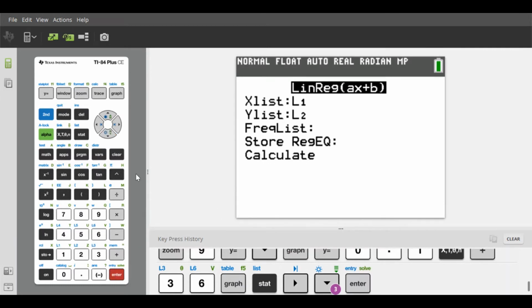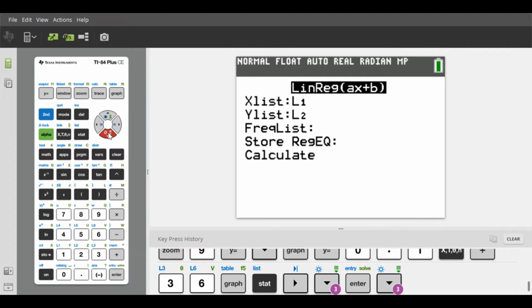If you hit enter on it, it asks you for a few things. It says your X list, and it says L1, which is correct. We put our X's in L1. Our Y list is L2. That's correct. It asks you for the frequency of the list. We usually just leave that blank. I wouldn't mess with that.